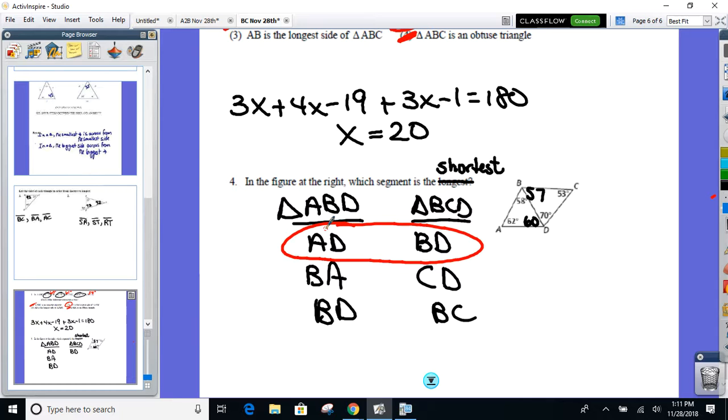Why can't it be BD? Hey, look what you wrote over here. Aren't there two sides smaller than BD? So BD overall cannot be the shortest side if there's two more sides that are shorter than it. So now it comes down to AD and BA, and then based on what we have listed here, which one's the shorter one? AD. Yep. So please set those up when you deal with two triangles at once.